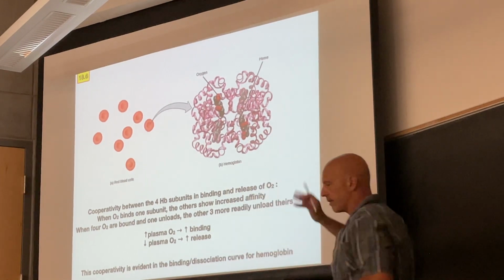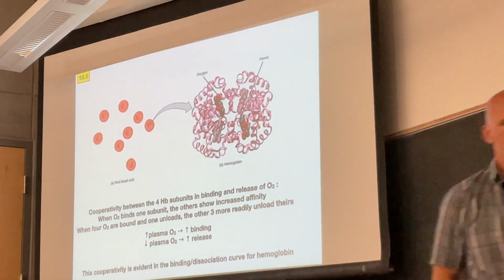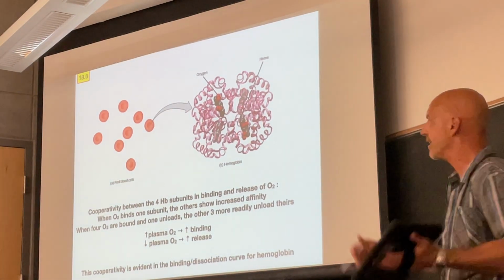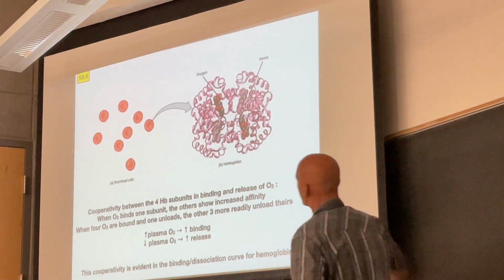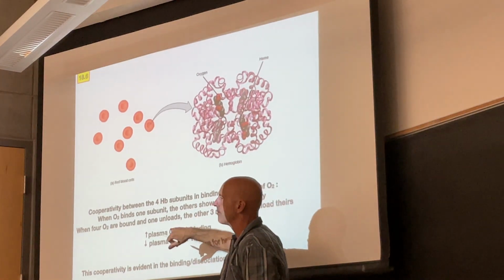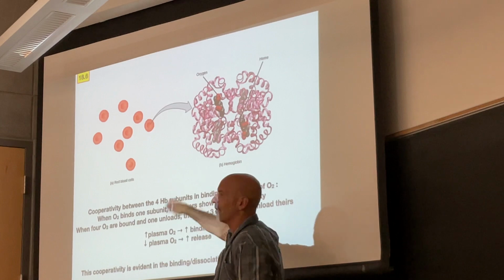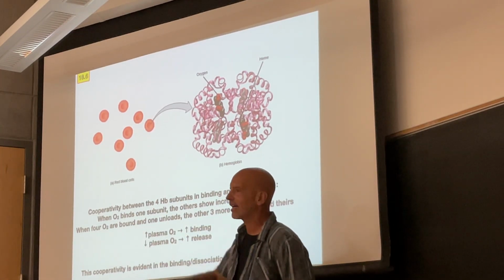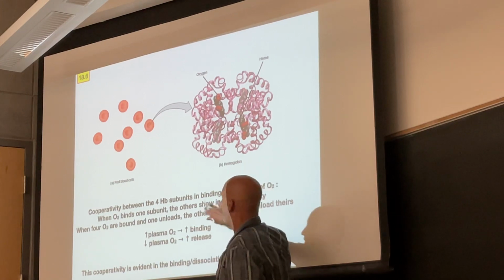However, now you're loaded up. You're going over to an area of low oxygen pressure, which means, hey, this tissue must need oxygen. Let's start releasing. The signal for that is if one of them unloads, then the other ones start unloading more. Again, do you have to understand exactly why? No, but that's just what happens.